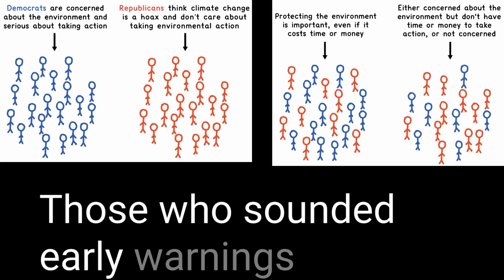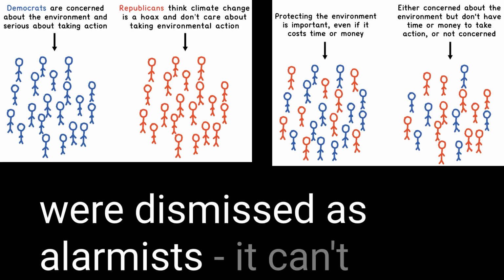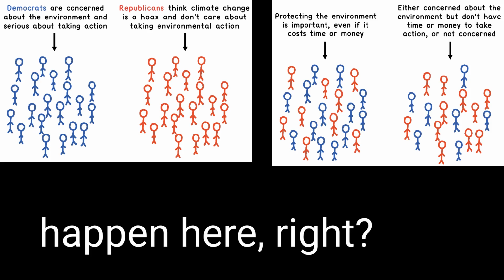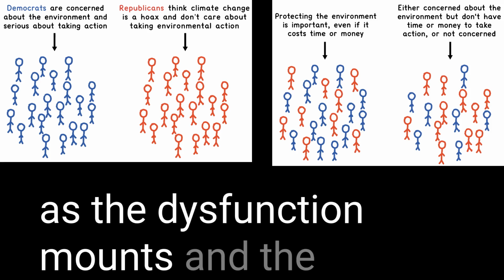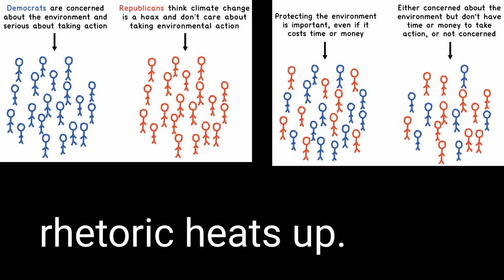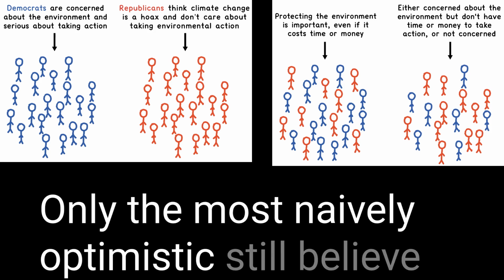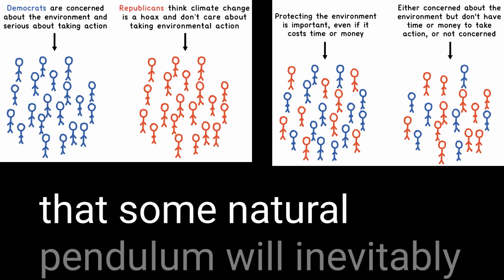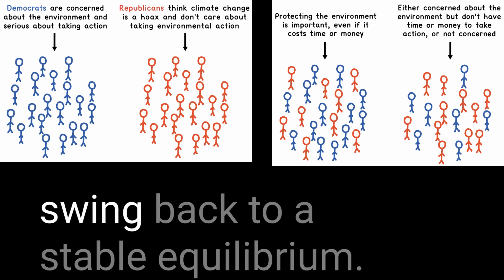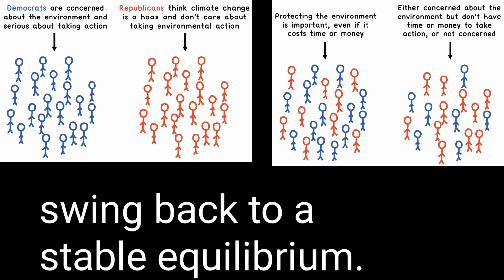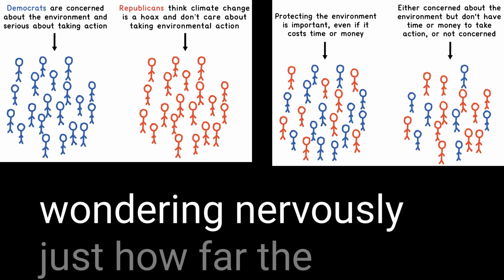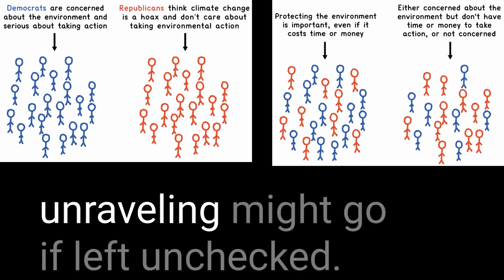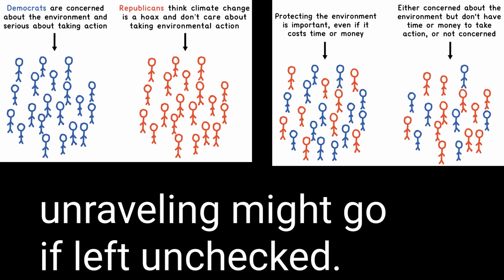Those who sounded early warnings were dismissed as alarmists. It can't happen here, right? But their ranks grow with each passing year as the dysfunction mounts and the rhetoric heats up. Only the most naively optimistic still believe that some natural pendulum will inevitably swing back to a stable equilibrium. The rest survey the scene with foreboding, wondering nervously just how far the unraveling might go if left unchecked.